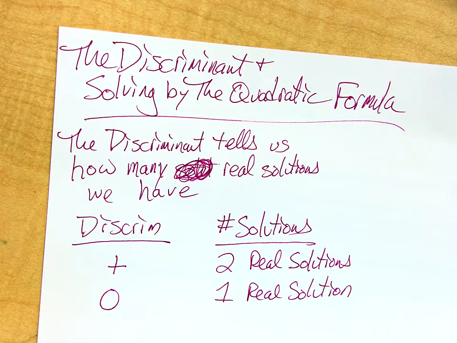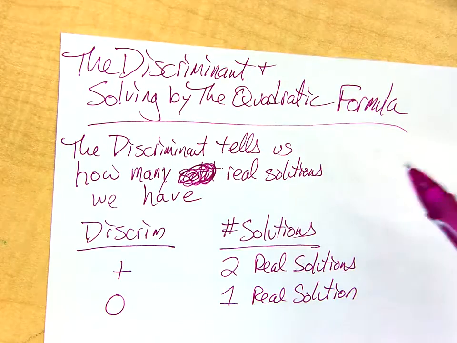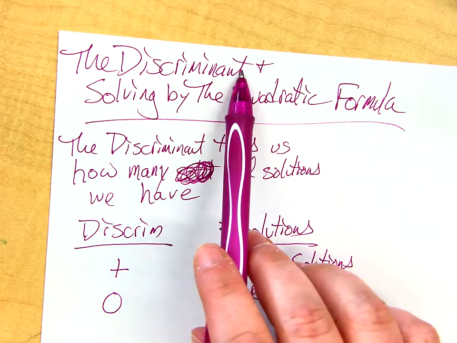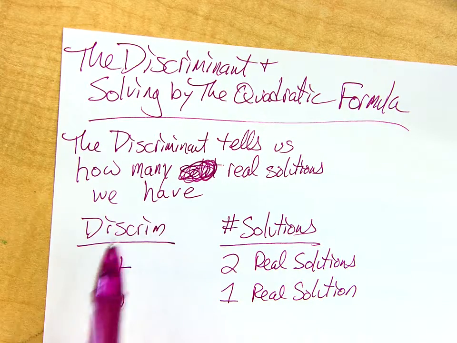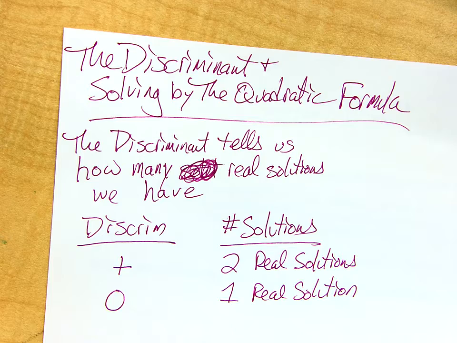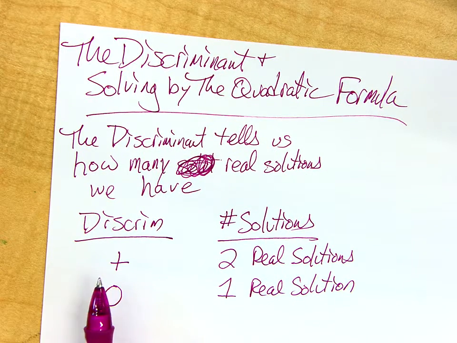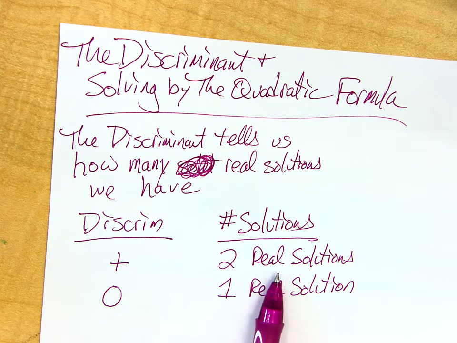Hi, everybody. So, today in math class, we're talking about the discriminant, solving the quadratic formula. So far, we just mentioned the discriminant. It tells us how many real solutions we have. So if your discriminant is positive, that means you're going to have two real solutions.